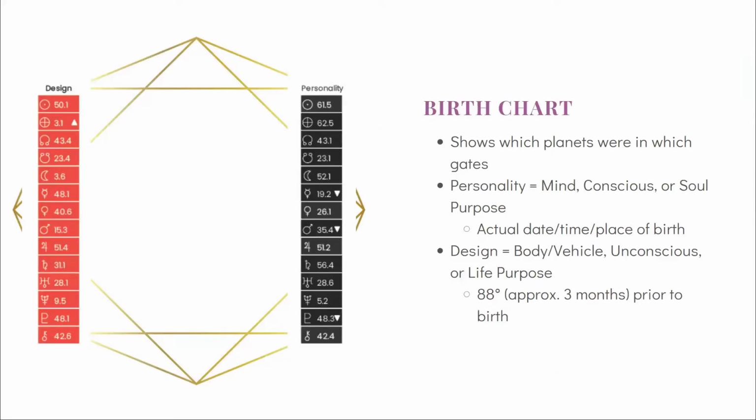The next part of the chart that we're looking at here is the birth chart. Now this shows where each planet was, in which gate that planet was at the time of your birth, as well as 88 degrees or approximately 3 months prior to your birth.